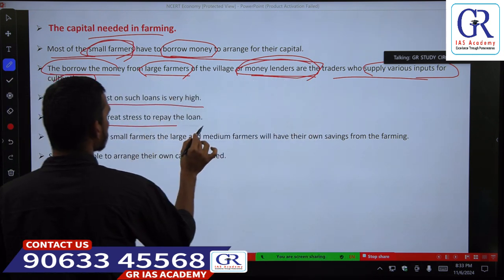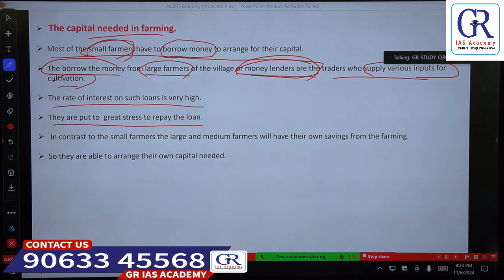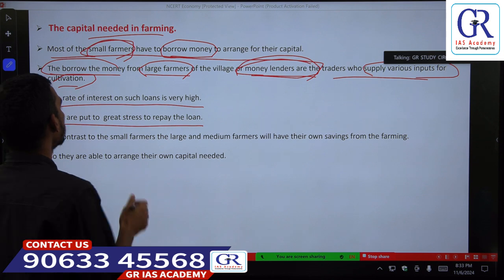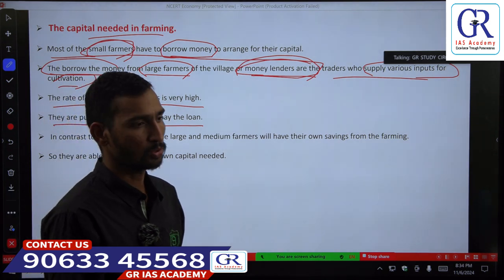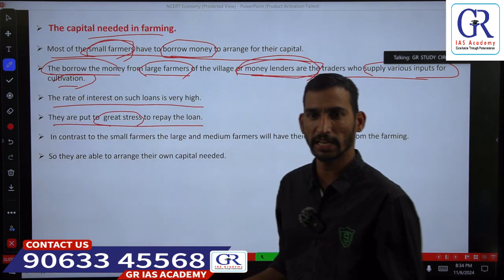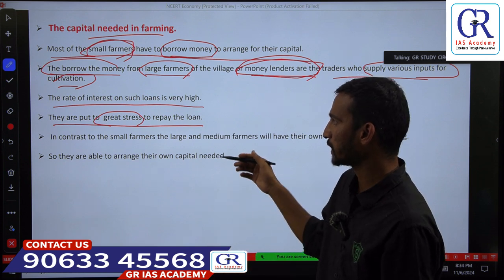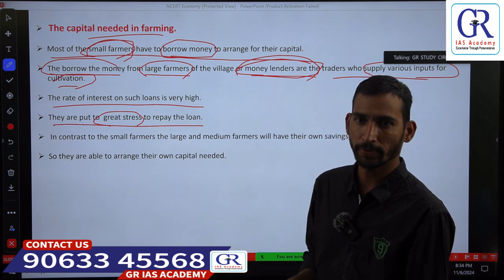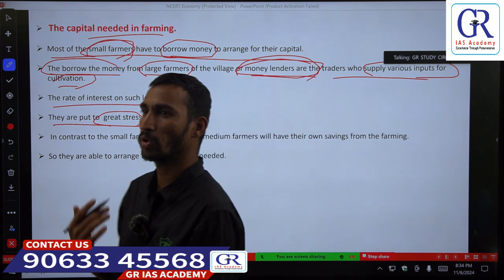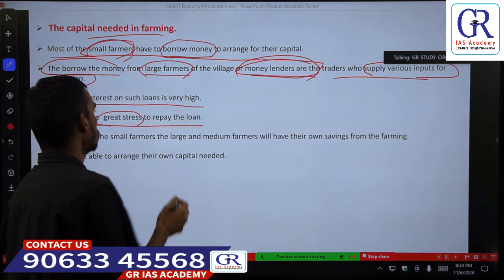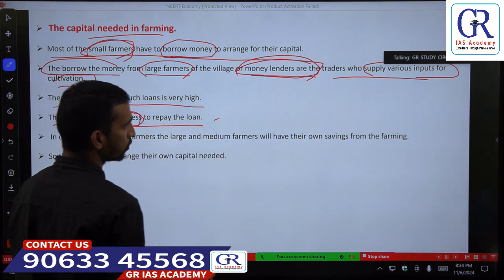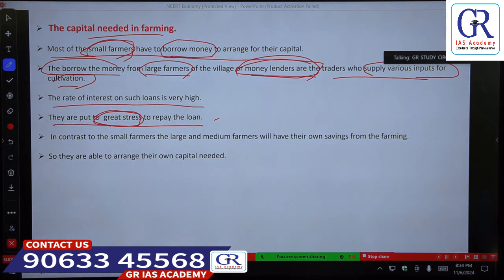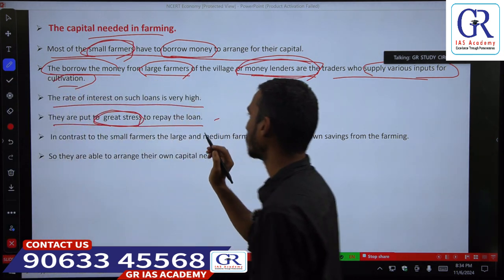They are put to great stress to repay the loan. So money lenders are collecting a huge interest rate, and they are stressing the small farmers. That's why, due to money lenders itself, most of the farmer suicides have taken place because of the burden of debt. They are falling into the debt trap, and they are unable to come out of the debt trap. So farmer suicides are more in our country, that we can observe.